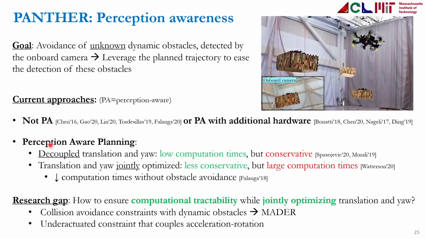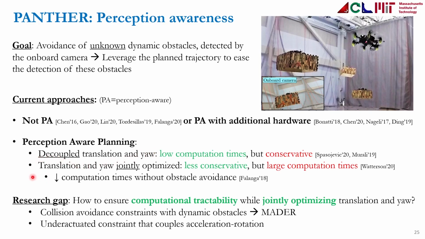And within this approach, we have two options. We can decouple translation and yaw, where the idea is that, for example, you first optimize translation, then you fix it, and then you optimize the yaw trajectory. So they have very low computation times, but it's very conservative. And the reason why this is conservative is because we are not allowing the optimizer to modify both translation and yaw to decrease the cost of the objective function.